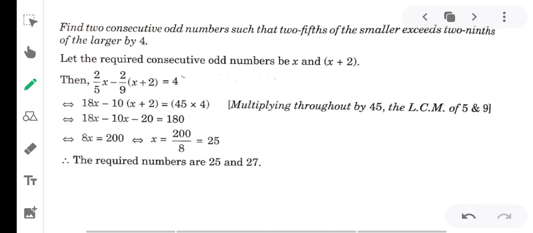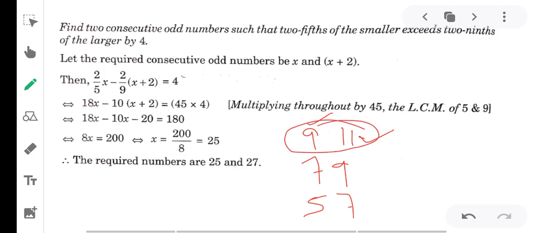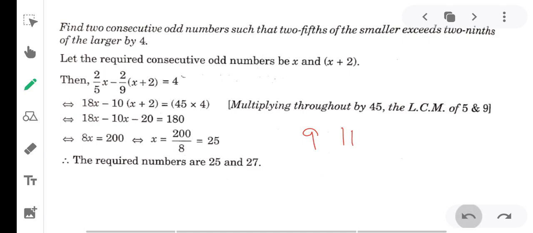4. Okay, so first understand what consecutive odd numbers are. Consecutive odd numbers are like 9 and 11, 7 and 9, 5 and 7. These are consecutive odd numbers. That means one odd number and the next odd number or the previous odd number. So 9 and 11 are two consecutive odd numbers, 7 and 9 are two consecutive odd numbers, 5 and 7 are two consecutive odd numbers. Clear?